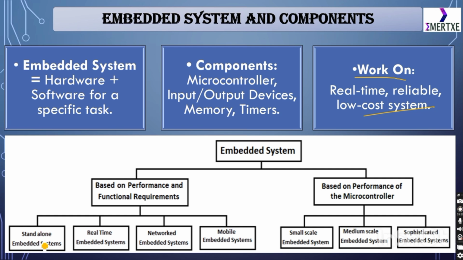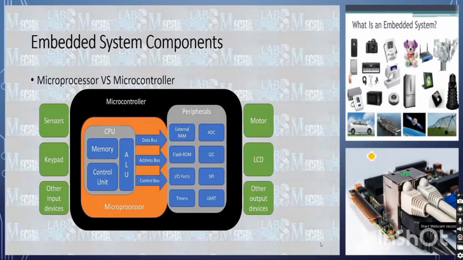Embedded systems are basically divided into two types: based on the performance and functional requirement, and second, based on the performance of the microcontroller. There are the stand-alone embedded system, real-time embedded system, network embedded system, and mobile embedded system. Based on the performance of microcontroller, there are three subcategories: small scale embedded system, medium scale embedded system, and sophisticated embedded system.